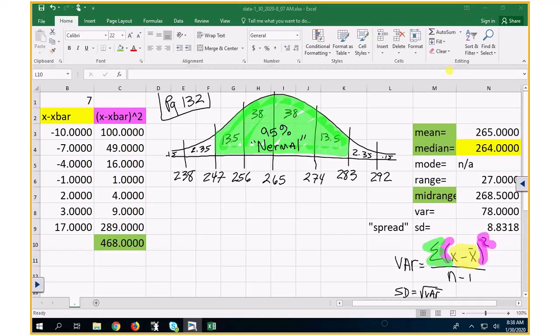Yes, sir. What are the numbers on the very end set? 2.35 and 0.15. Like I say, it's on page 132.